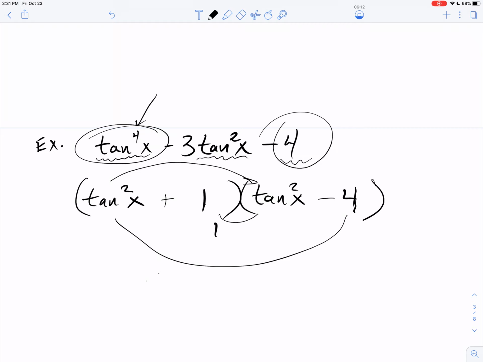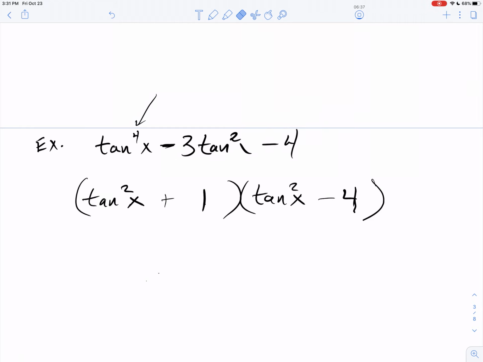1 times that would be 1 tangent squared x. And then on the outskirts of town here, negative 4 times that would be negative 4 tangent squared x. Grand total, that's a negative 3. Oops, and that's what I wanted. So guess what? Let's get rid of some of this noise. Let's get rid of some of this stuff. It's just in the way.